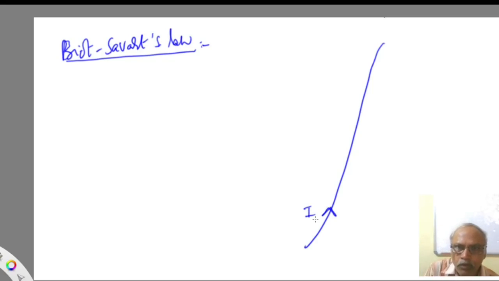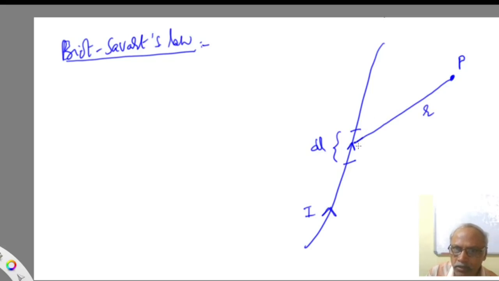Now, in this conductor, we take one small element. Element means we take a very small length of this conductor, dl. Through this element, the current is I. Now, at some distance r from this element, you consider one point P.